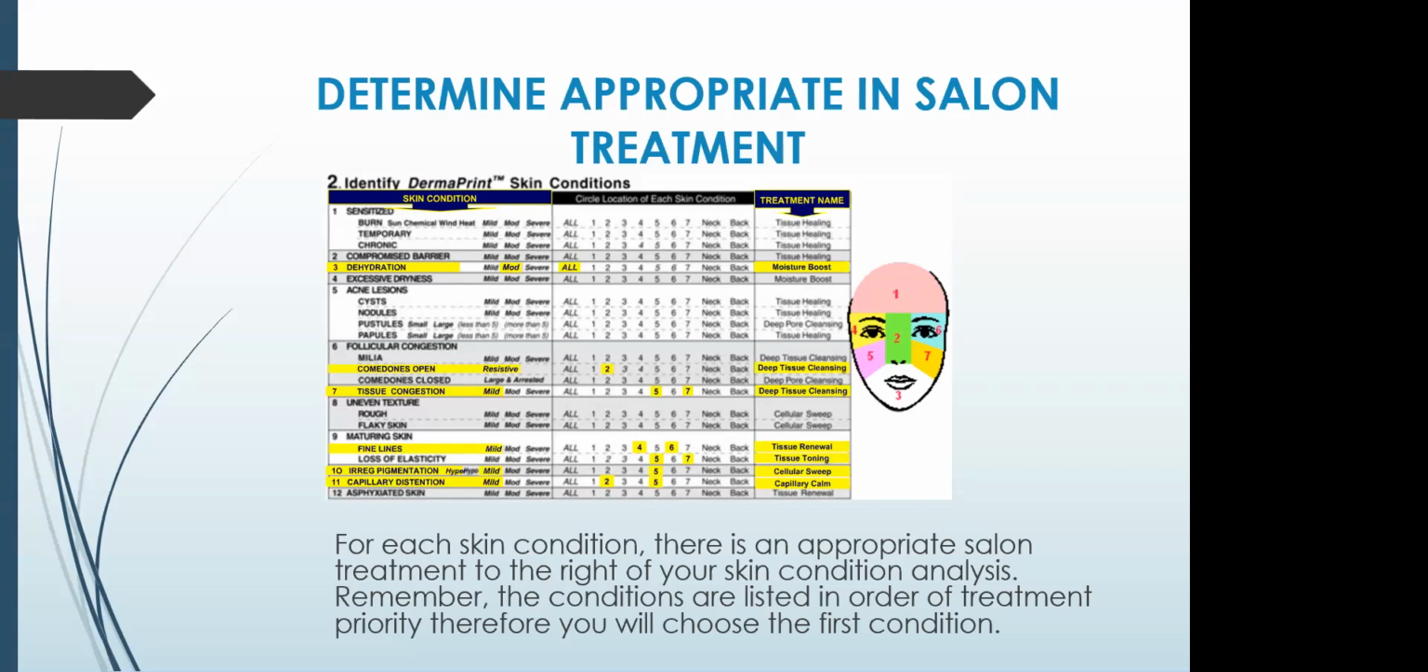You don't want to treat fine lines and wrinkles first because dehydration has priority over that, or tissue congestion has priority. Chances are, if you're treating dehydration, you're going to treat and correct fine lines and wrinkles. You may help with the open and closed comedones. So it all depends on your client's skin conditions. So always start with the one that is listed in priority. So you're going to first treat dehydration.